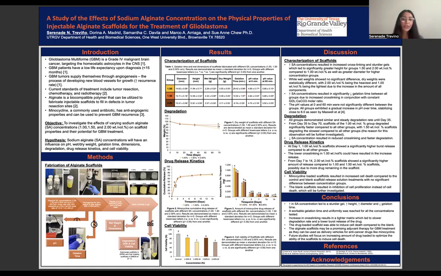Our drug-loaded scaffolds were able to induce cell death compared to the blank scaffolds, and alginate scaffolds show to be a promising alternative therapy for GBM treatment, as they can be used as delivery vehicles for other anti-cancer drugs, including minocycline as well. And future studies will focus on increasing the amount of drug loaded to optimize the amount of cell death these scaffolds can induce, and also investigating the inhibition of cell proliferation of our blank scaffolds.